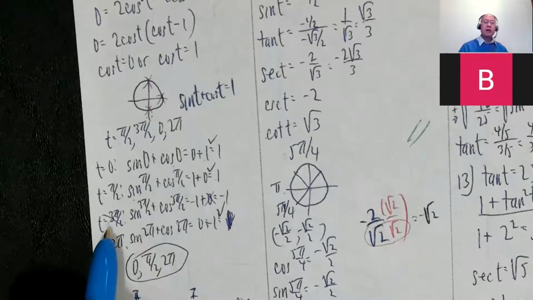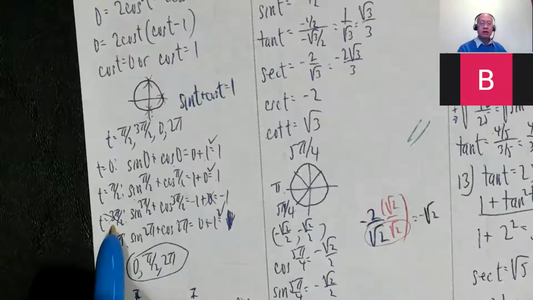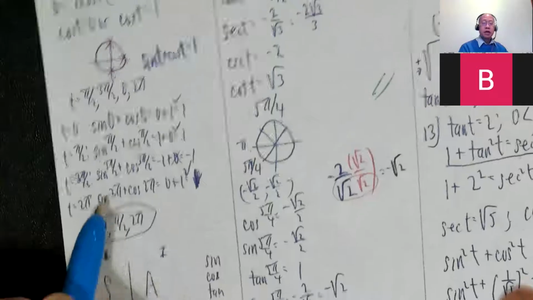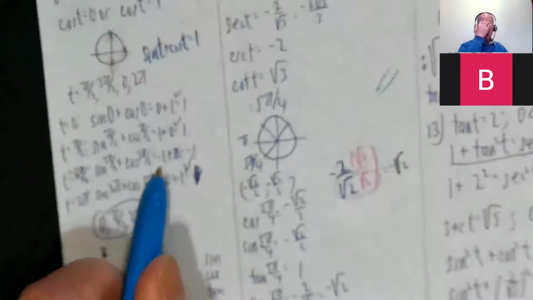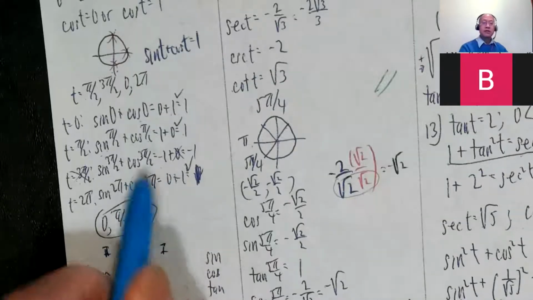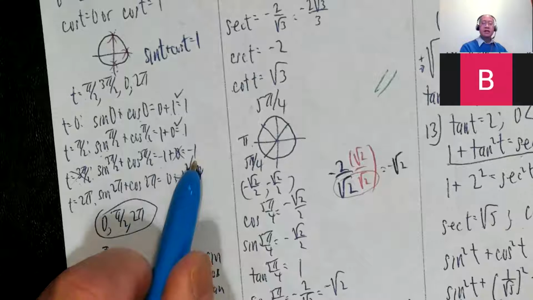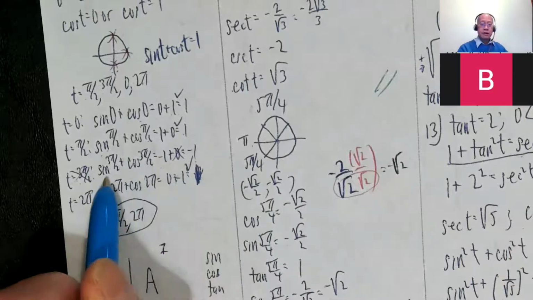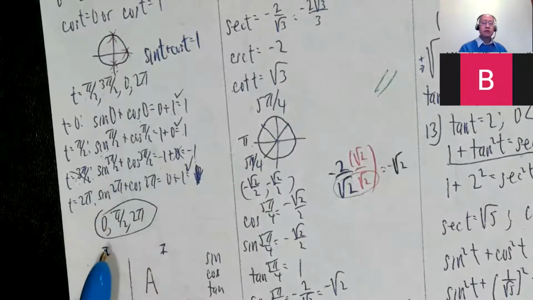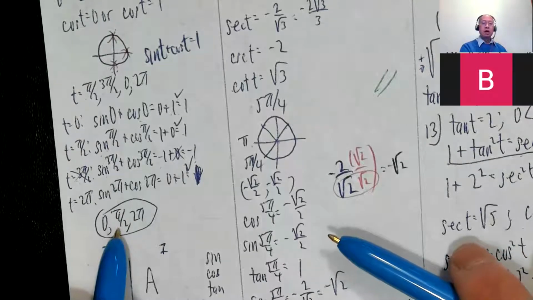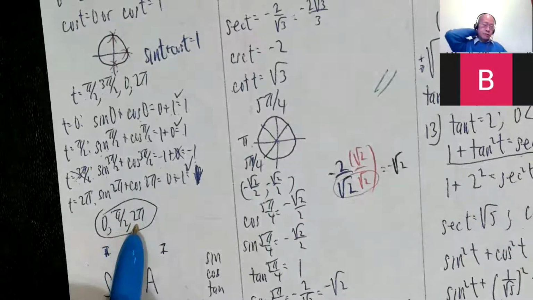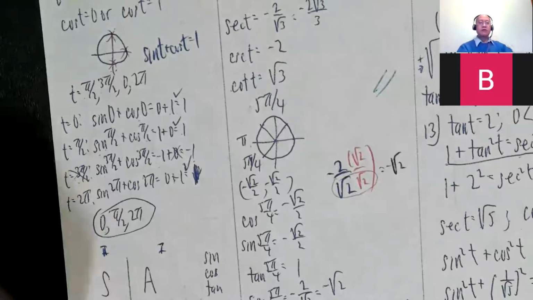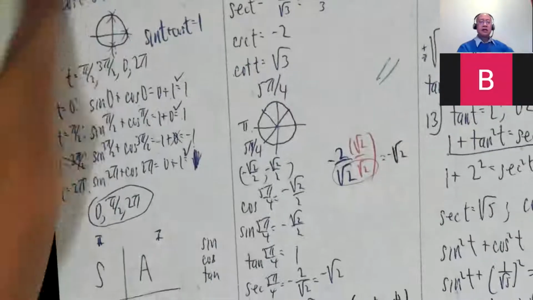However, I do have to throw out 3 pi over 2. That's not going to work. Okay, so if I plug back into the original, sine of 3 pi over 2 is negative 1. Cosine of 3 pi over 2 is 0. Negative 1 plus 0 is negative 1. That is not true. So I throw out 3 pi over 2. So the only solutions really are 0, pi over 2, and 2 pi. Okay. So notice if you didn't bother to check your answer, you would have put down 3 pi over 2, which is not a solution after all.